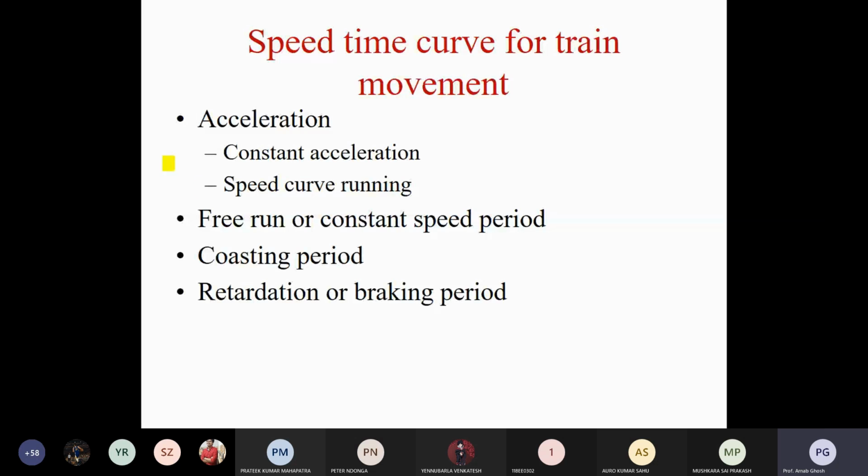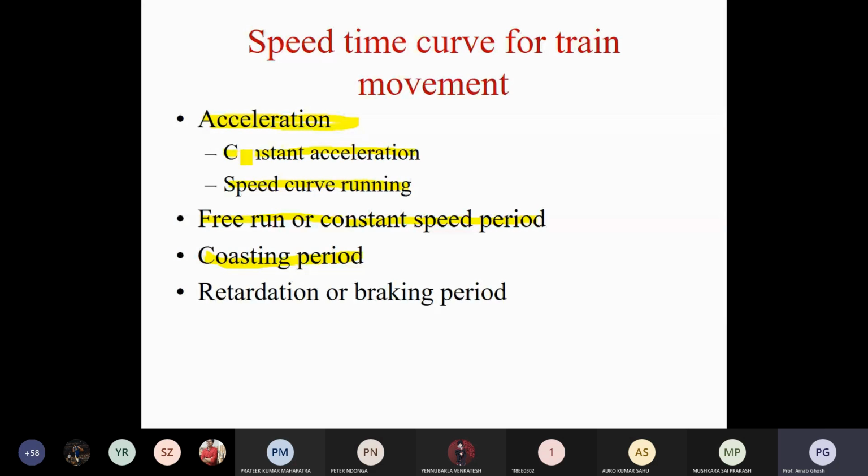So acceleration time. How much acceleration is required? So acceleration time, then constant acceleration, then speed curve running. That detailed study will be in later classes. Then free run or constant speed period. Then the coasting period, which means free running. In the coasting period you are preparing for retardation, meaning you can start the regenerative braking. Coasting period means reducing the voltage level of the motor, so gradually the speed lessens. Then you can go for retardation.